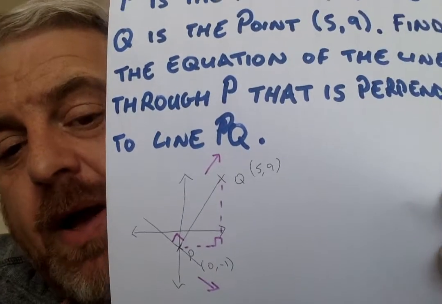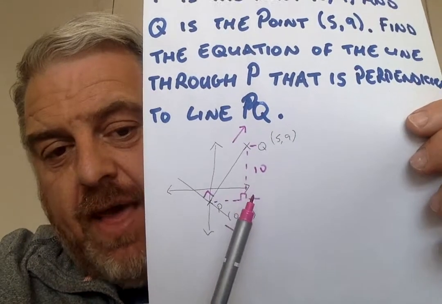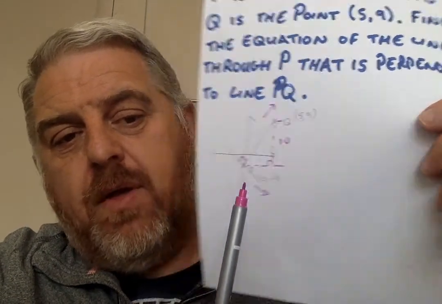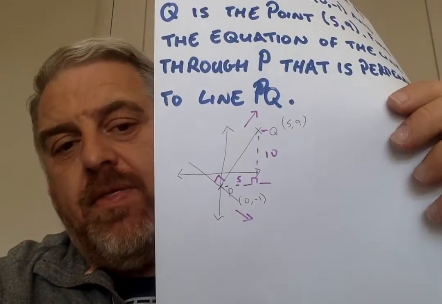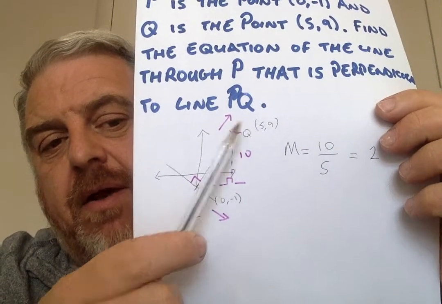Okay, so the first thing I'm going to do is work out the gradient of line PQ, and I do that by imagining a right angled triangle and working out what we call rise divided by run. For this triangle, I go from -1 up to 9, so I go 10 units high. So that height is 10, and I go across from 5 to 0, so I move 5 in the width. So the gradient of line PQ is the rise over run, which equals 2. And I know it's a positive gradient from my diagram.